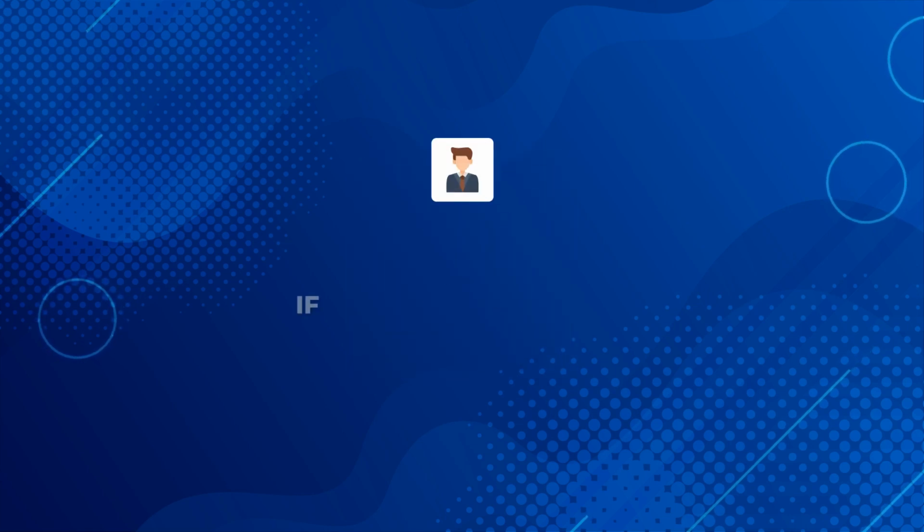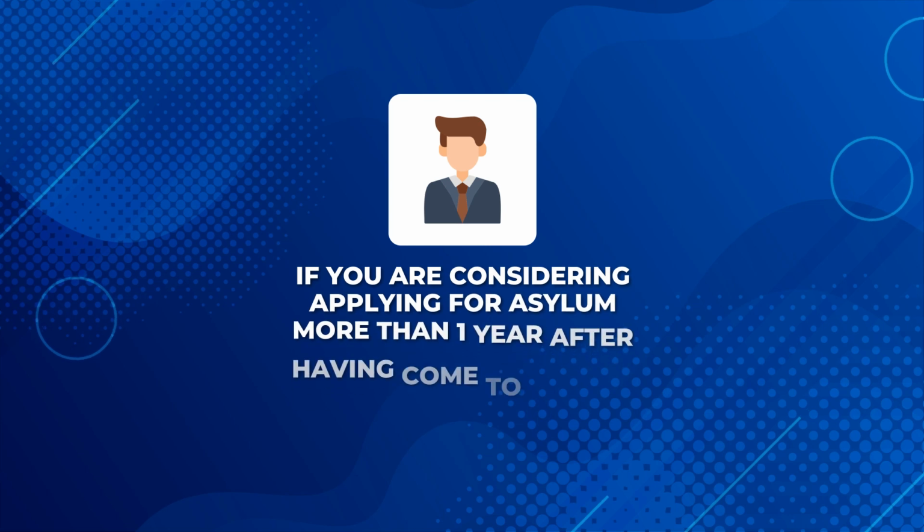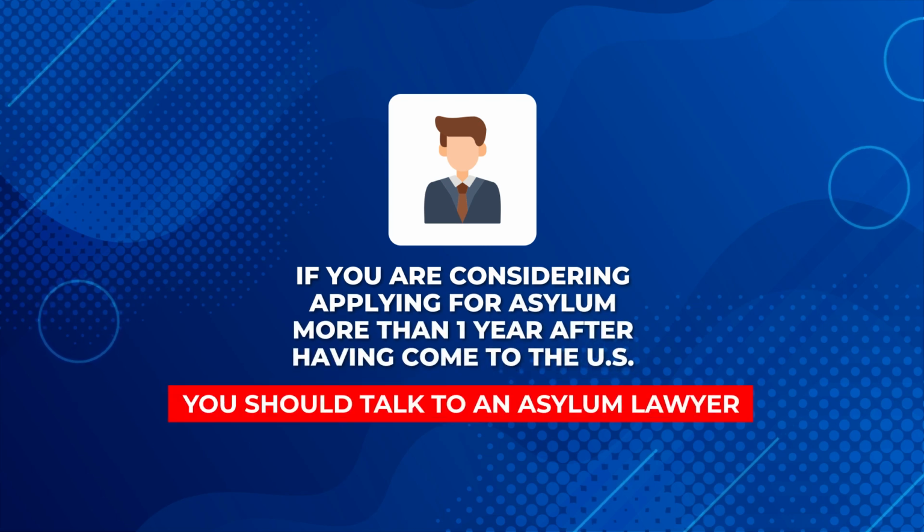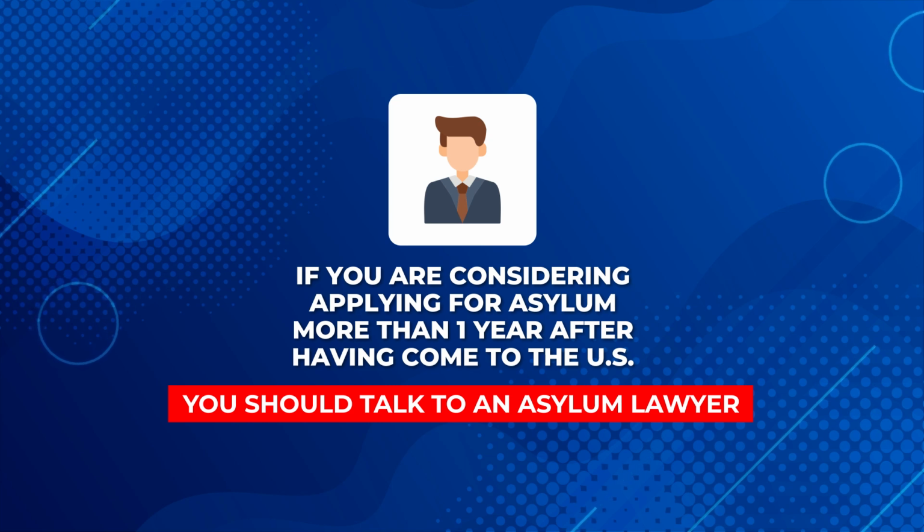The rules governing exceptions to the 1-year filing requirement are strict and can be kind of tricky. If you're considering applying for asylum more than 1 year after having come to the United States, you should really talk to an asylum lawyer. An experienced asylum lawyer can assess whether you have a realistic chance for establishing an exception to the 1-year filing deadline, and can advise as to how you may want to consider explaining yourself in this section.